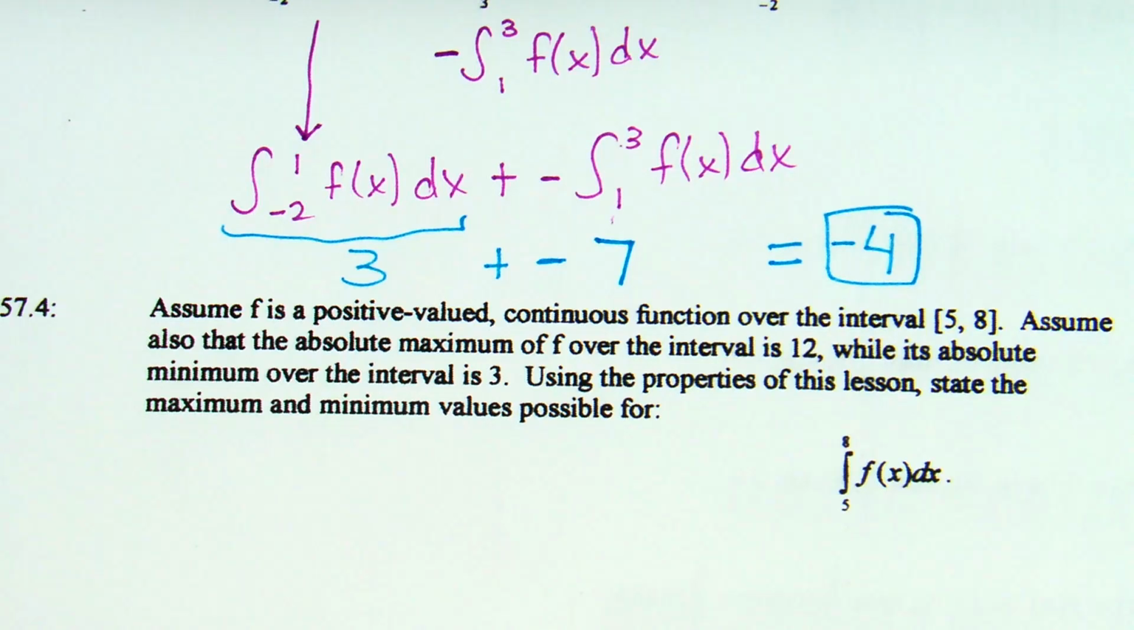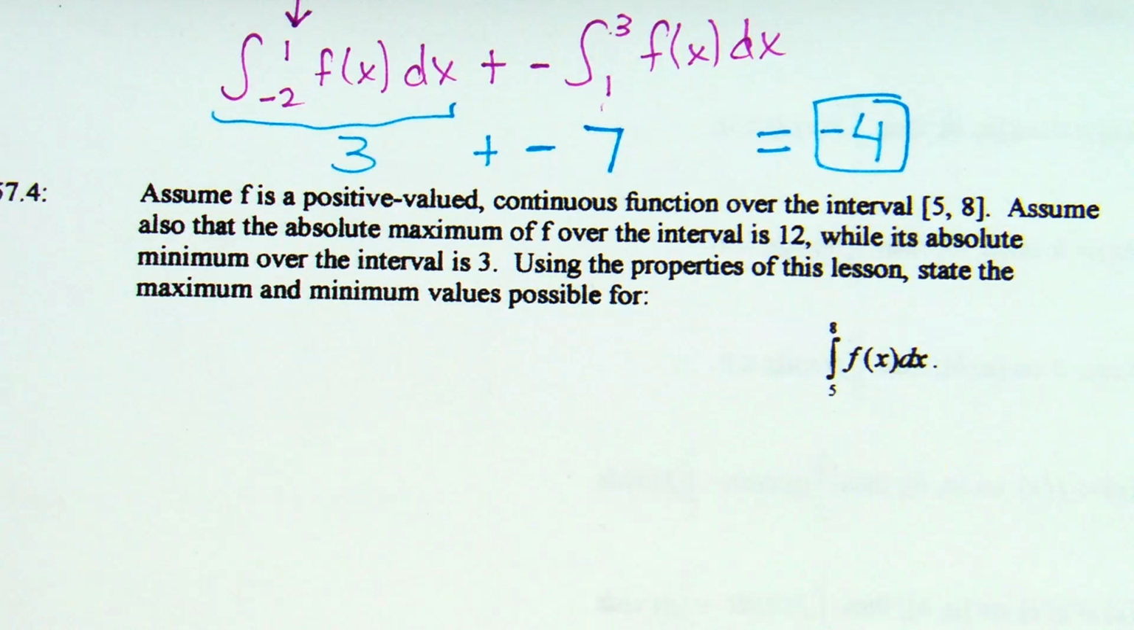Okay, you ready for the word problem of the day? Assume f is a positive valued continuous function over the interval from 5 to 8. Assume also that the absolute maximum of f over the interval is 12, while its absolute minimum over the interval is 3. Using the properties of this lesson, state the maximum and minimum values possible for the integral from 5 to 8 of f of x dx.